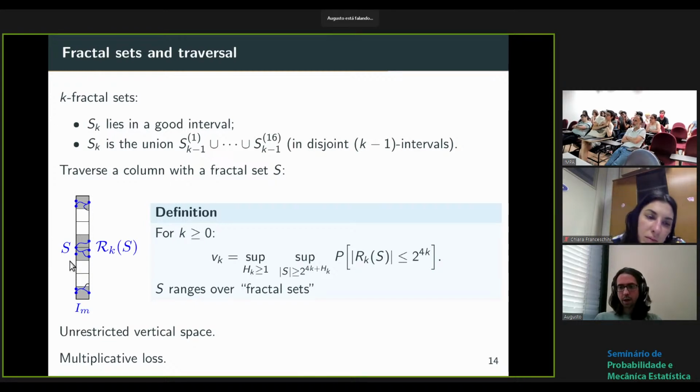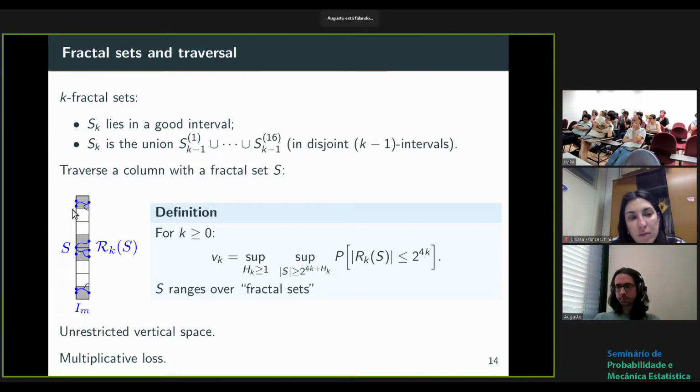So we're going to define the allowed sets to be of the following form. They have to be a kind of fractal. First of all, they have to be in a good interval, because remember, we are trying to cross something horizontal here, but there is stuff happening on the vertical axis as well. And if you put your army inside a bad horizontal stripe, it's kind of doomed already. It's not going to be efficient. So your S_K has to be in a good interval. And moreover, it has to be a union of 16 disjoint (k-1)-fractals. So it's basically an induction hypothesis. What's a zero fractal? It's a point that's a good point. What's a one fractal? It's 16 good points. What's a two fractal? It's a union of 16 disjoint one fractals.